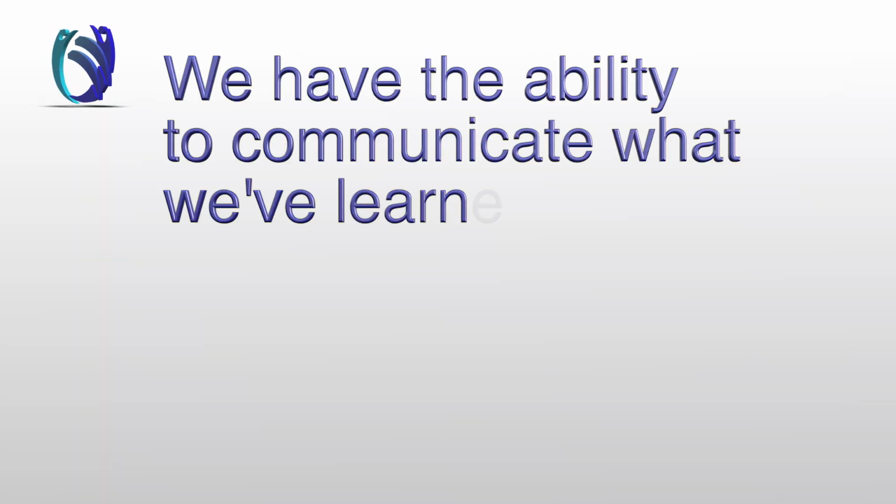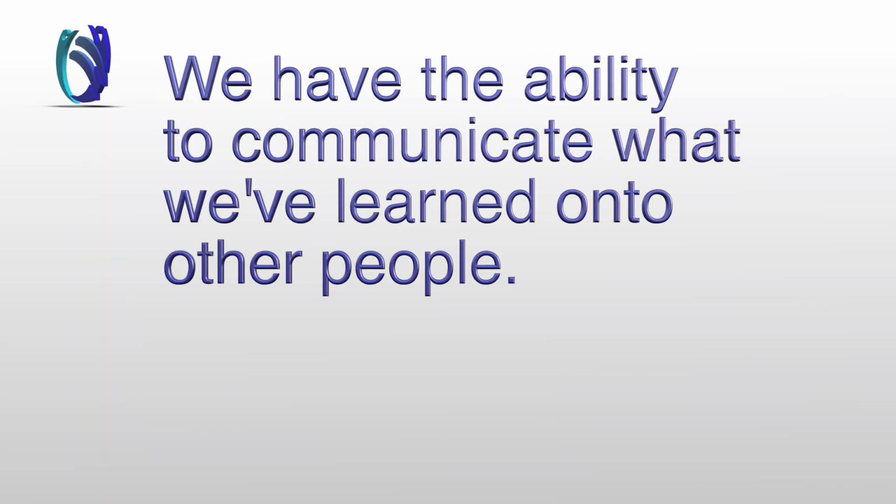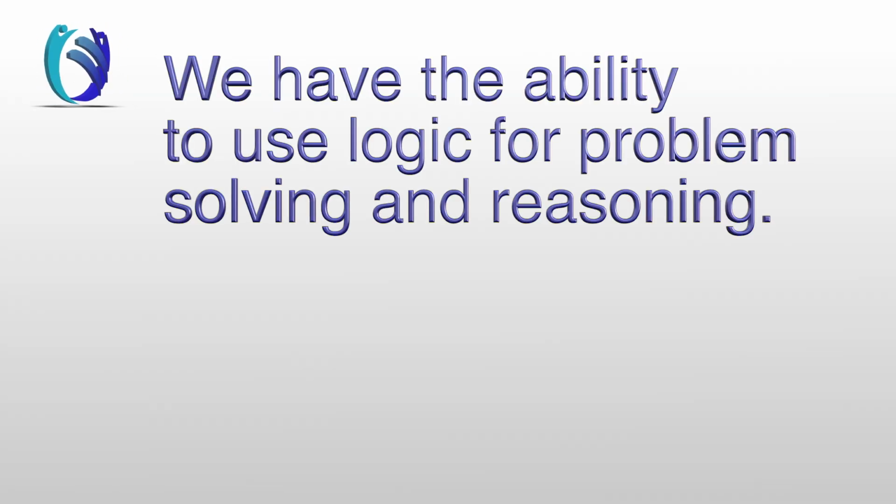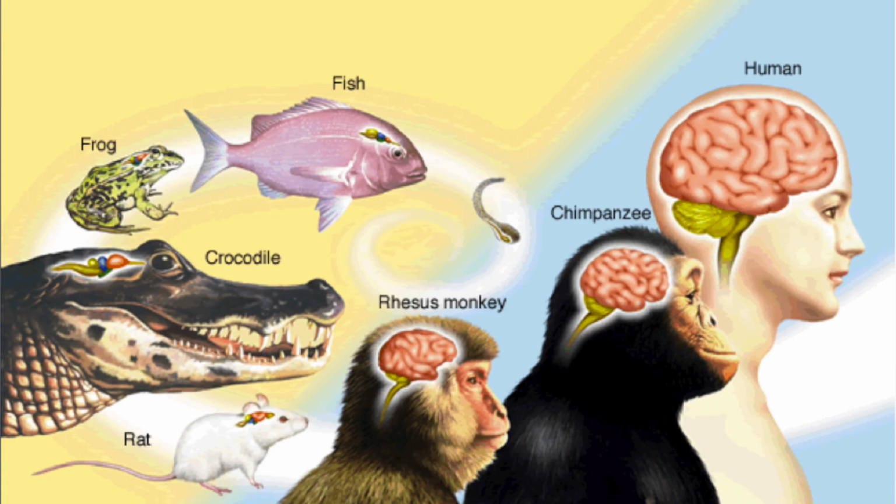It gives us the ability to use language to communicate what we've learned onto somebody else, so that then they can communicate that onto somebody else and so forth, so we can pass knowledge along generations. Other animals can't do that. It's also the part of the brain that gives us the ability to use logic and problem solving and reasoning, which basically gives us the intelligence that other animals don't have.